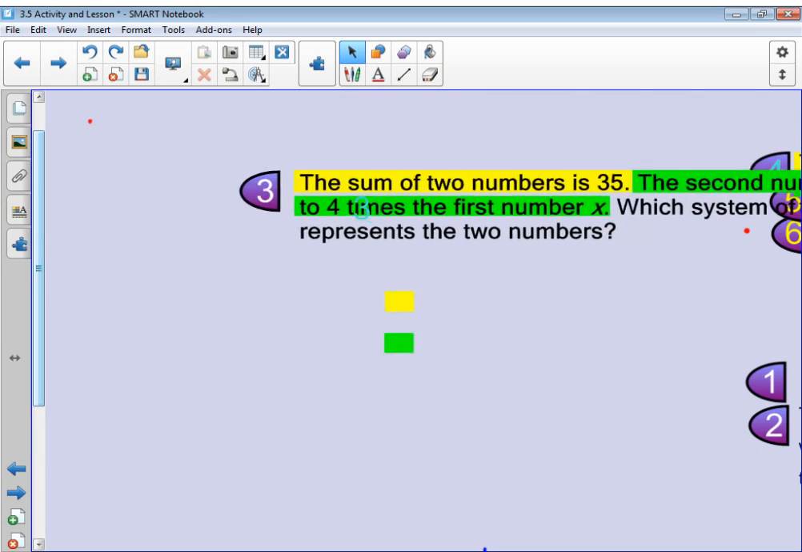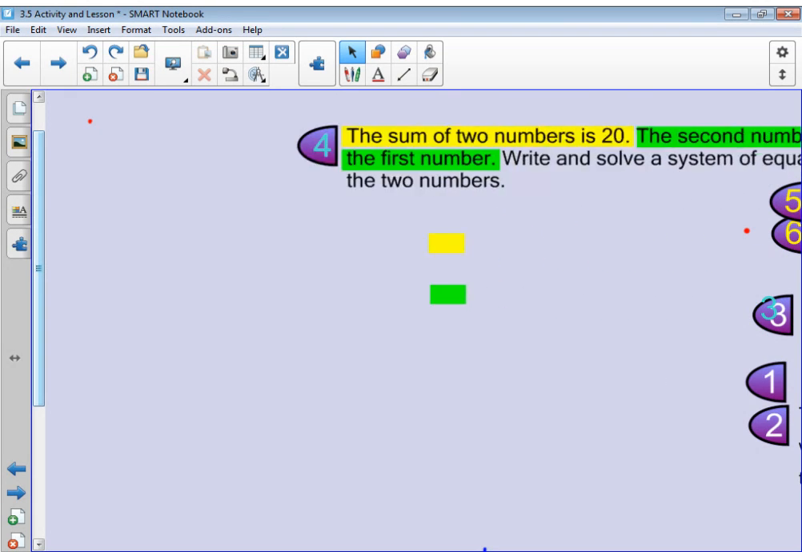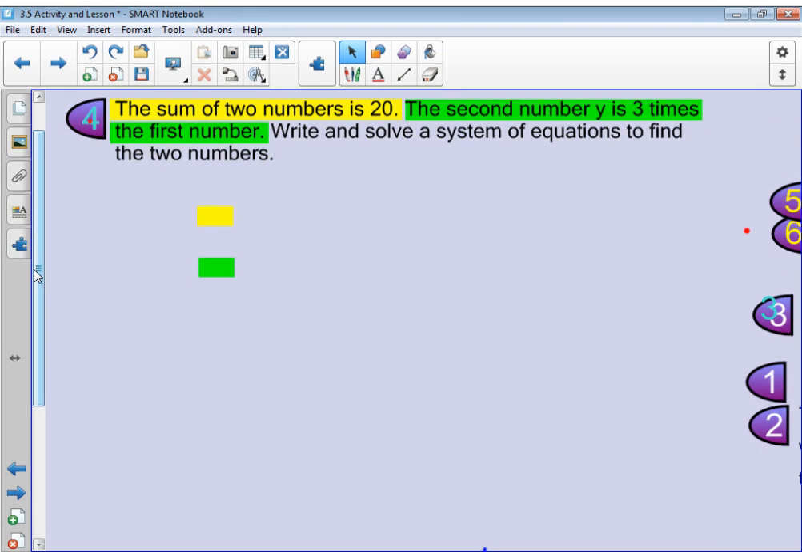Oops, I'm not quite sure how that came off there, but okay, so number 4. So you're going to try this one. The sum of two numbers is 20. So your two numbers are x and y. The second number, y, equals 3 times the first number. Write and solve the system of equations to find the two numbers.